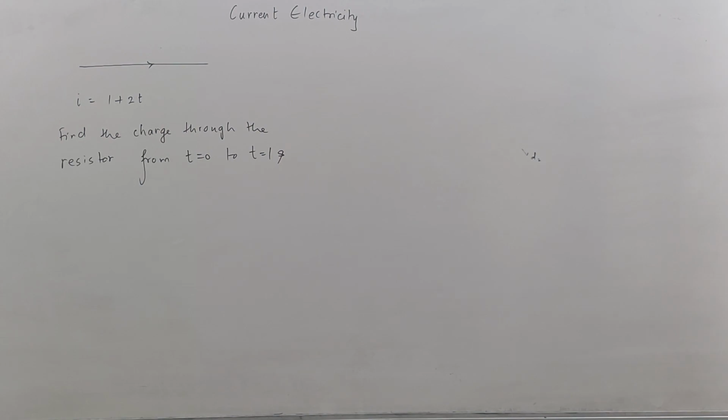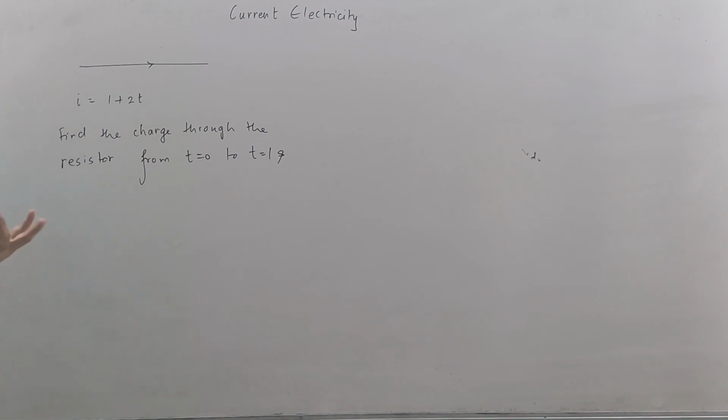Let's take up another question. It says that the current flowing through a wire is defined by the equation 1 plus 2t. That means along with time the current is rising. Find the charge through the resistor. That means this wire has a particular resistance, so they've called it a resistor, and we have to find the charge that is flowing through this wire from t equals 0 to t equals 1 second.